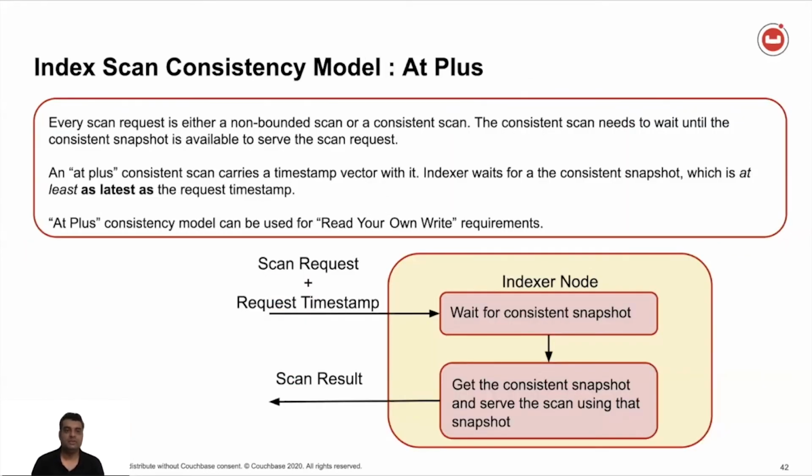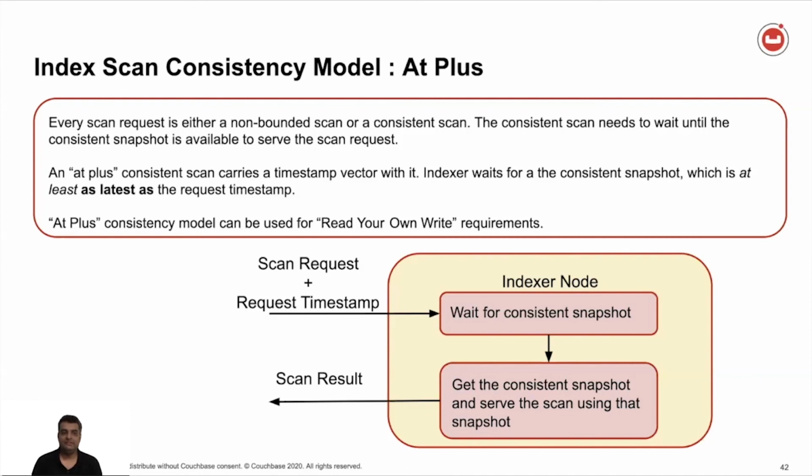Now let's talk about the consistency model that is exposed by Couchbase server. So any scan request that user makes can either be a non-bounded request or it can be a consistent scan request. In case of non-bounded request, indexer node will serve that request with any snapshot that is available at the time of serving the request. But in case of consistent scan, indexer node has to wait for consistent snapshot to be available before it can start returning the results. The first consistency option we will look at is @+.